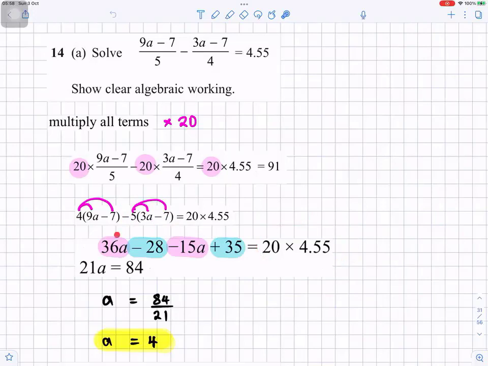Put the a's together. 36a minus 15a gives you 21a. And 20 times 4.55 gives you 84. So 21a equals 84, so a equals 84 divided by 21, which gives you a equals 4.